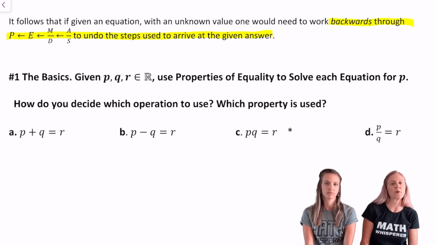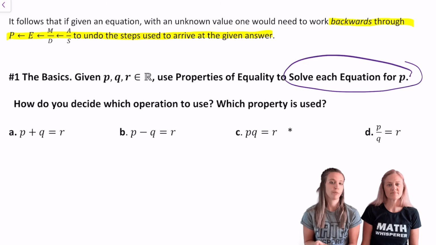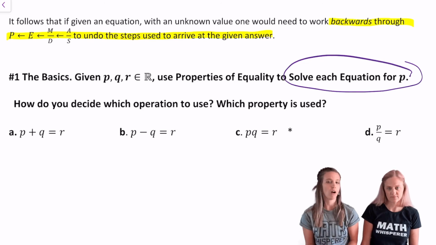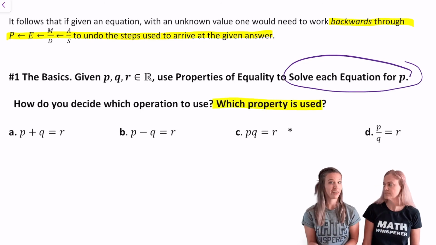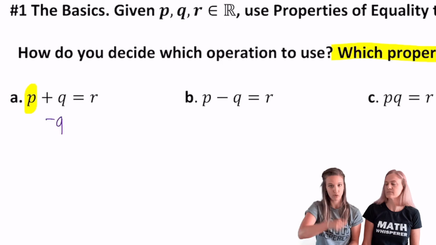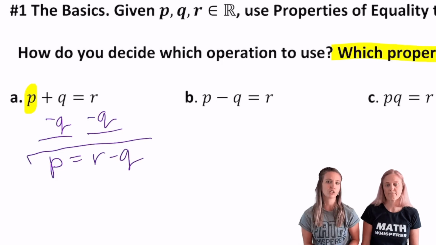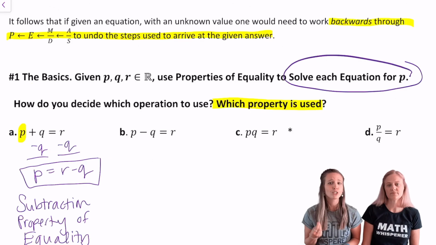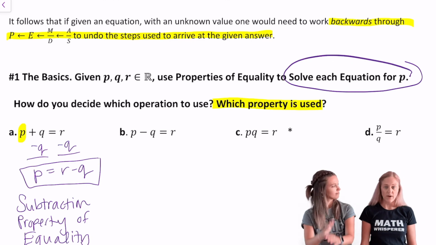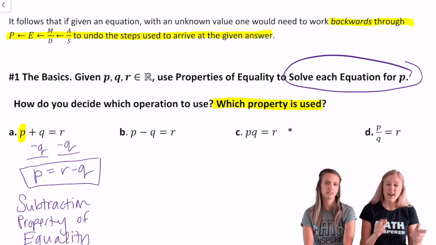Let's look at the first one. We want to solve for p here. So we have p plus q equals r. If I want to get p by itself, I need to get rid of that q. So q is being added, so naturally I'm going to subtract it from the other side. Whatever I do to one side, I do to the other. And that leaves me with p equals r minus q. Now there I use the subtraction property of equality. All right, and then as we look at b, go ahead and do that one really quick.